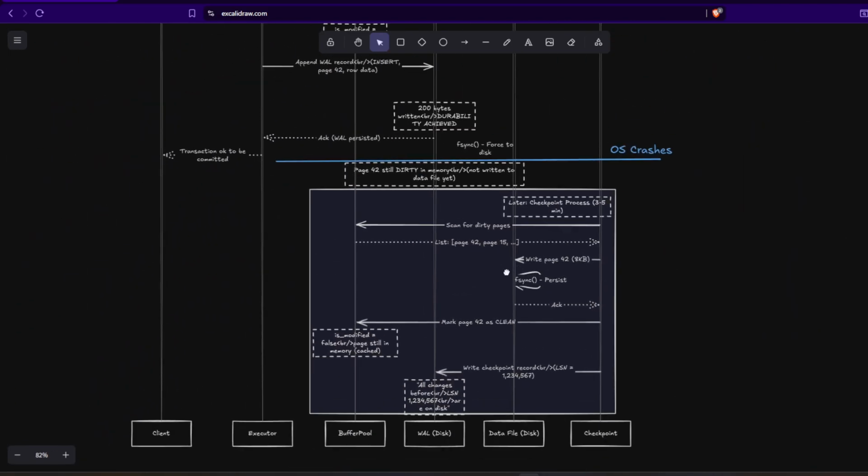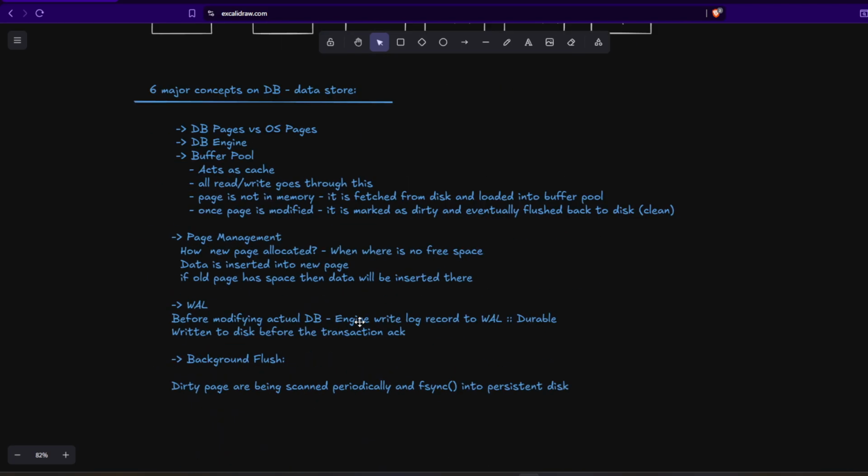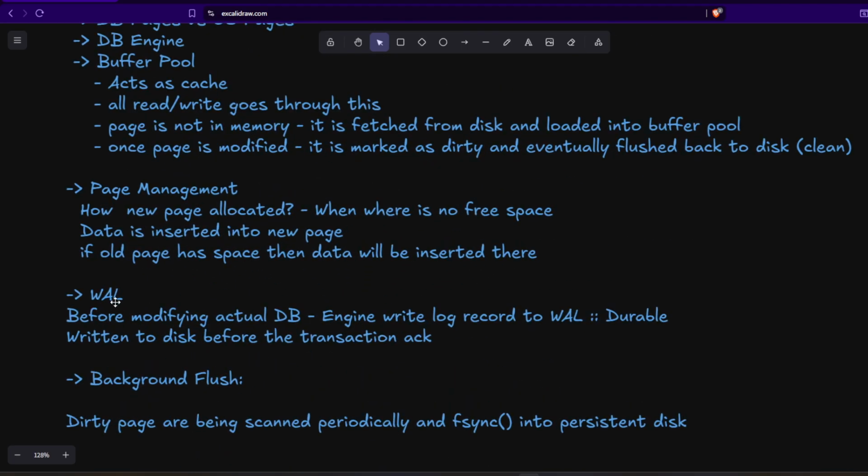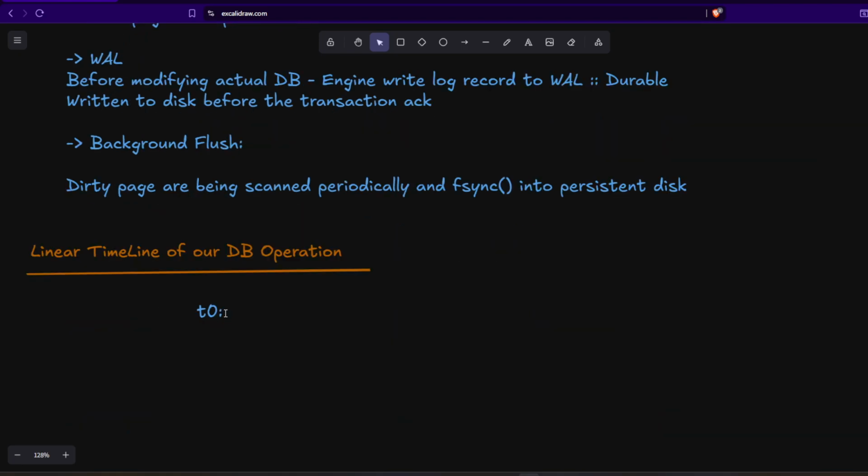So in this process we understood some very important concepts: the WAL, the buffer pool, and the background flush of the fsync as well. To solidify our understanding further, let's take a complete visual timeline of the DB operation that we discussed. Suppose there is a time t0, take it as a millisecond. I'm just writing 0 for the sake of simplicity.